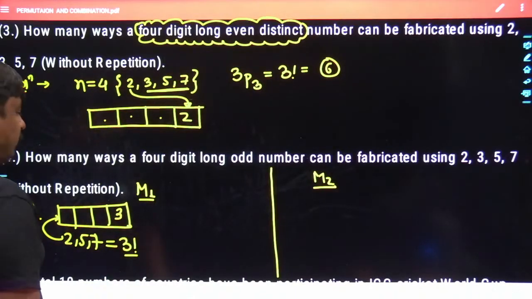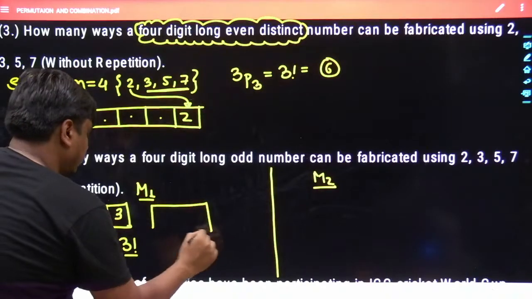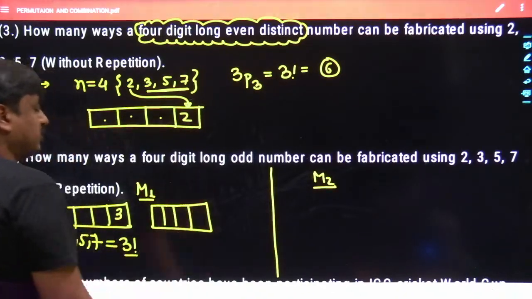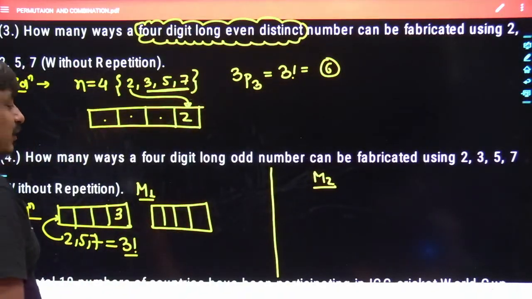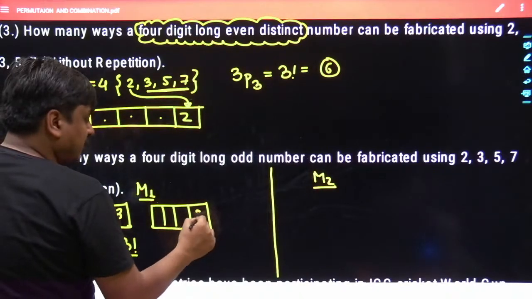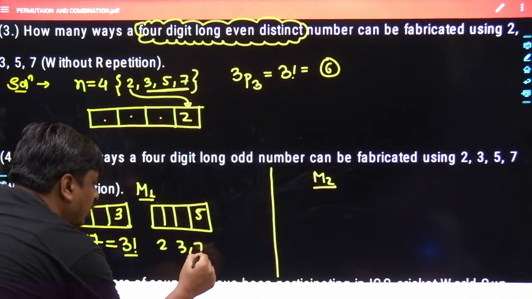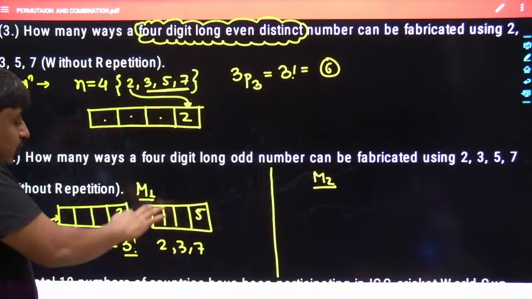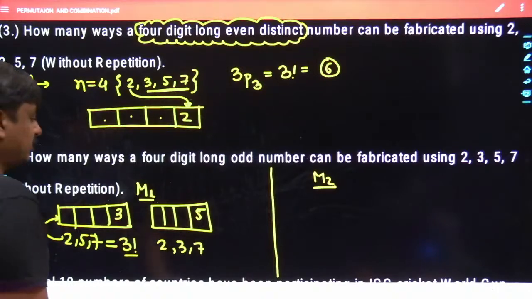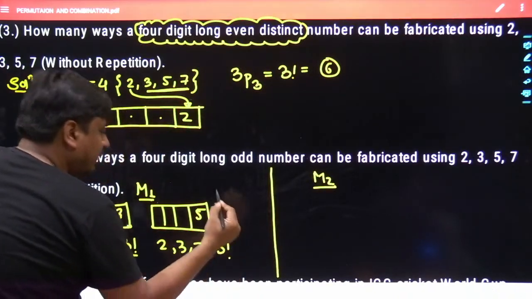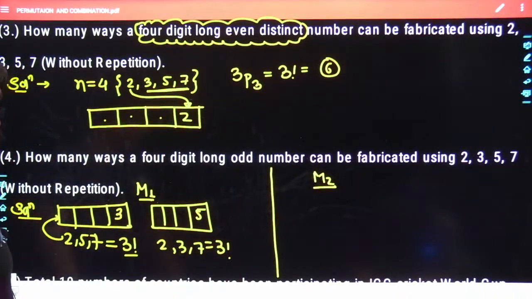Similarly, again you are in search of formation of an odd number, but rather than fixing 3 at last, we have fixed 5 at last, and we have been left with 2, 3 and 7. Now the digits 2, 3 and 7 have 3 different places. How many ways could they have been settled? 3 factorial different ways they could have been settled.